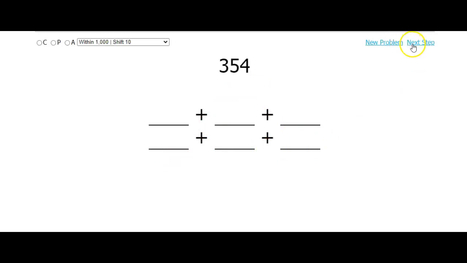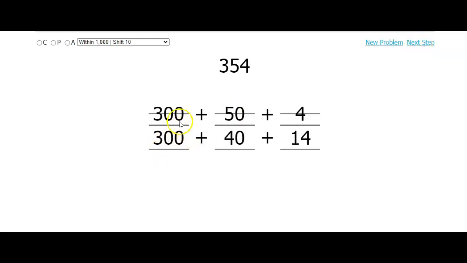Let's do 354. What is this as expanded form? It is 350 and 4. The next step is I'm only going to shift a 10. So my hundreds is staying the same. So I have 300. I shifted a 10 from a 50, which left me 40. Regroup that 10 with the 4, and 10 and 4 is 14.